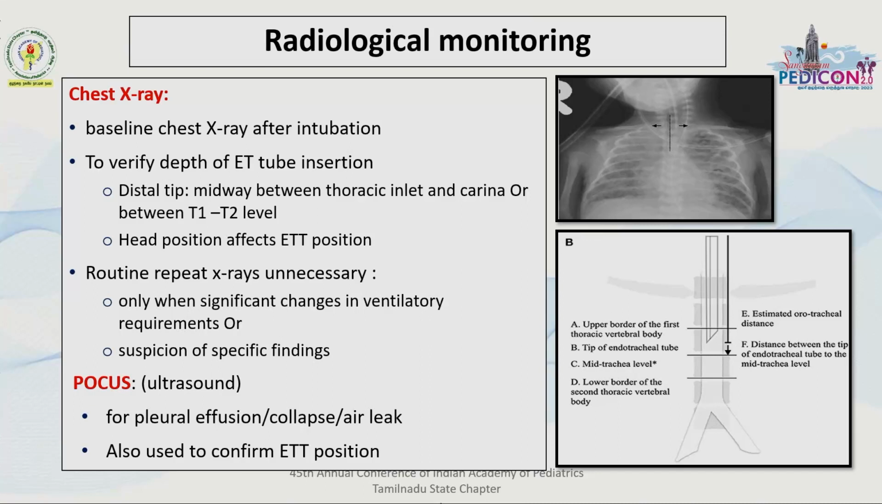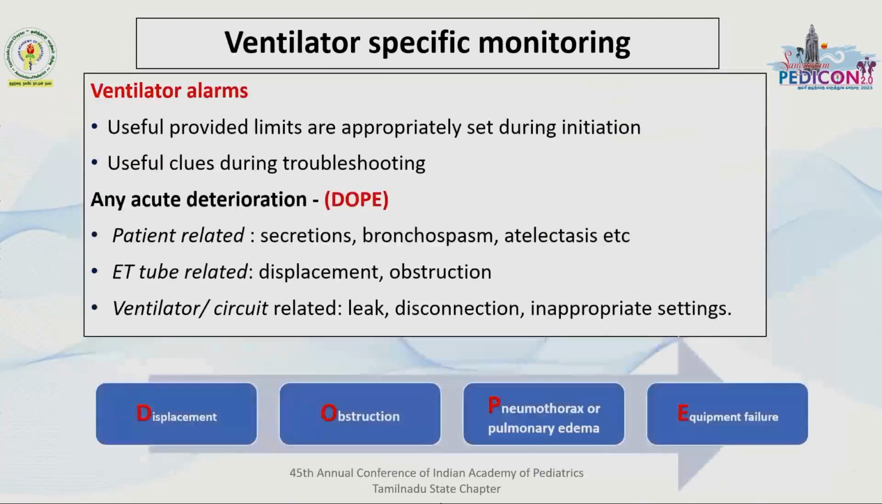Routine repeat X-rays like daily or twice every 48 hours are not needed and has to be done only when you suspect something specific. Point of care ultrasound is coming up in a big way now, and it can detect most of the pulmonary pathologies. Lung ultrasound has been used for effusions, collapse, air leaks, and in some cases also to confirm the position of the endotracheal tube. What do we monitor on the ventilator per se?